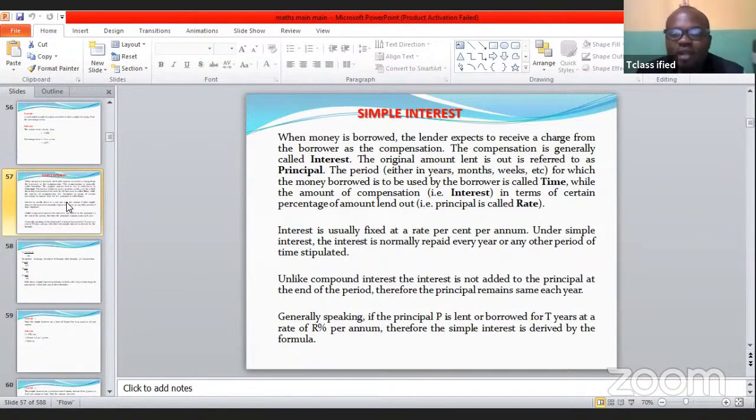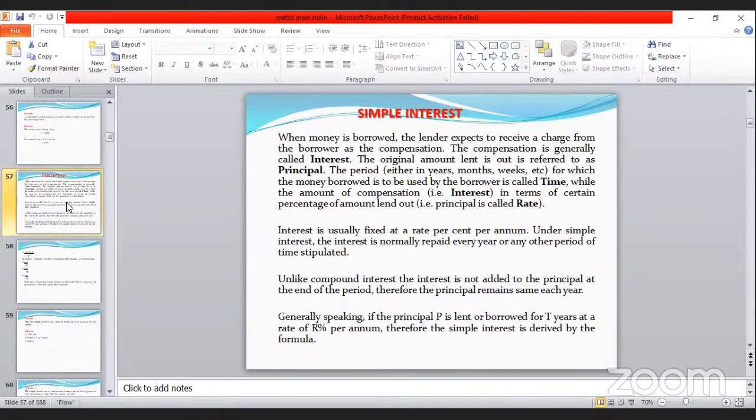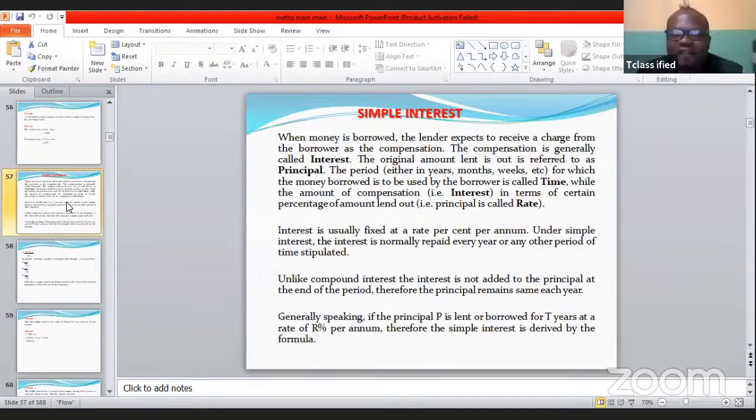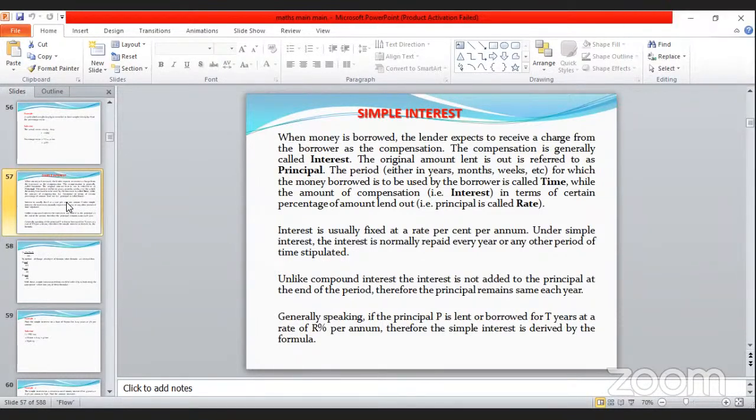Then we also have another parameter known as the rate, and it's simply the amount of compensation in terms of a certain percentage of the amount lent out. So the interest in relation to the principal is called rate. Now, interest is usually fixed at a rate percent per annum. So you normally fix the interest at a given rate per annum.